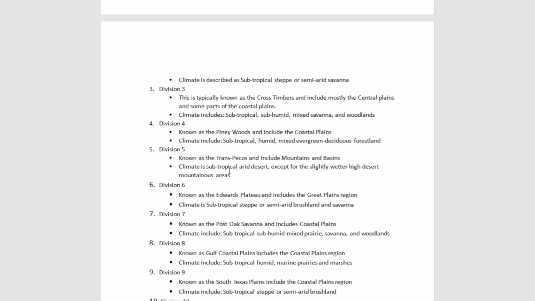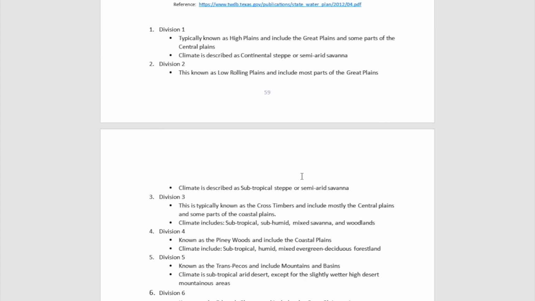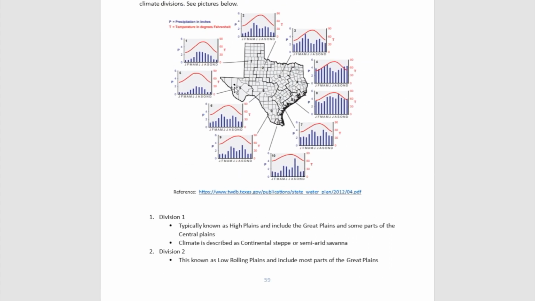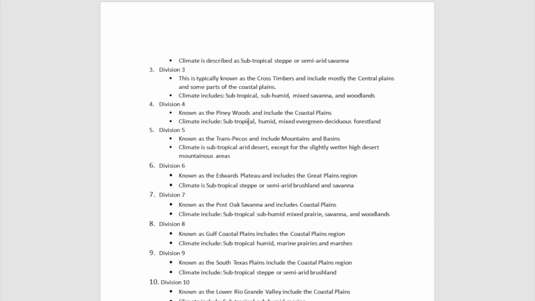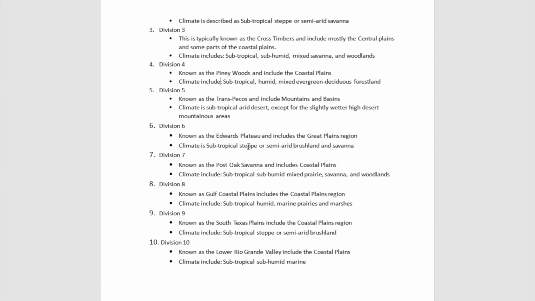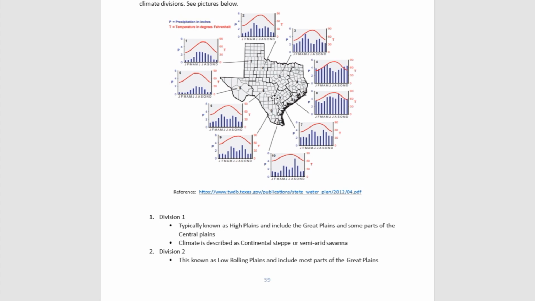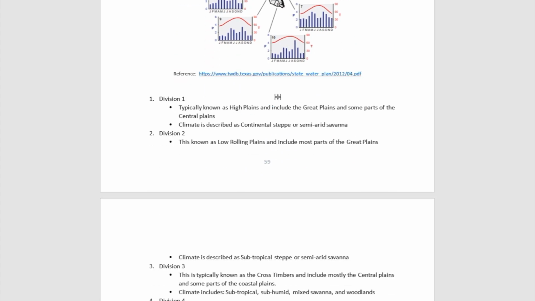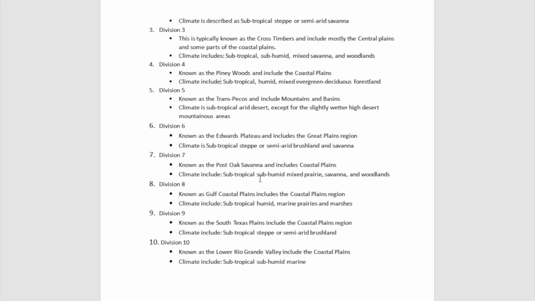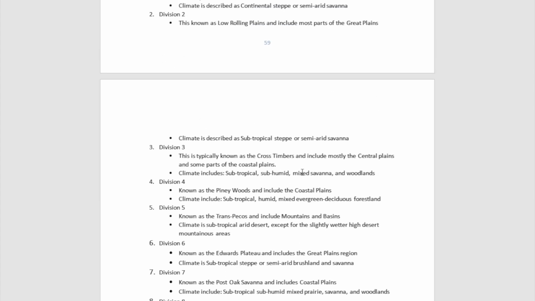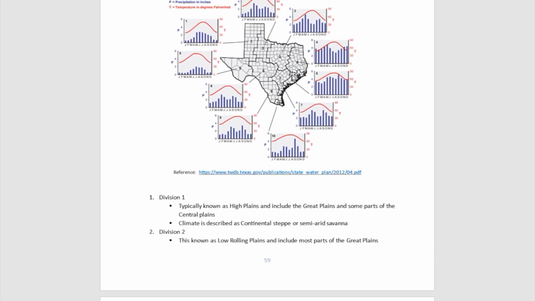Division number 5 is going to be known as the Trans-Pecos, and it includes the mountains and the basins, which will be right over here to the west, which we talked about last week as well. Division number 6 is known as Edwards Plateau, and includes the Great Plains region. Division number 6 right over there. Division number 7 is known as the post-oak savannah, which includes the coastal plains as well. So a little bit down over here, that's where it is, coastal plains.